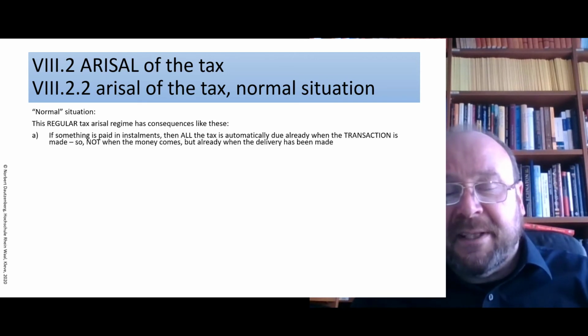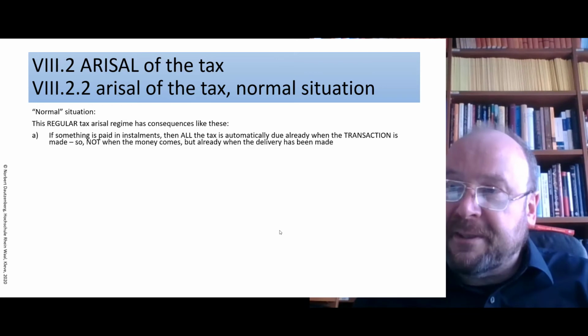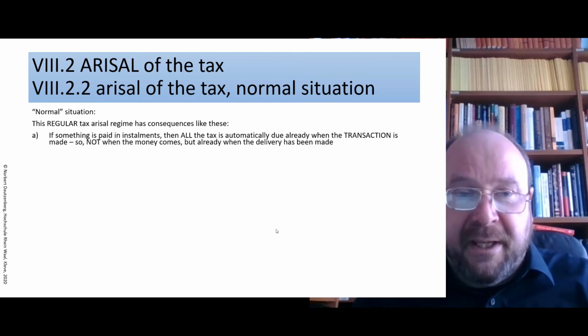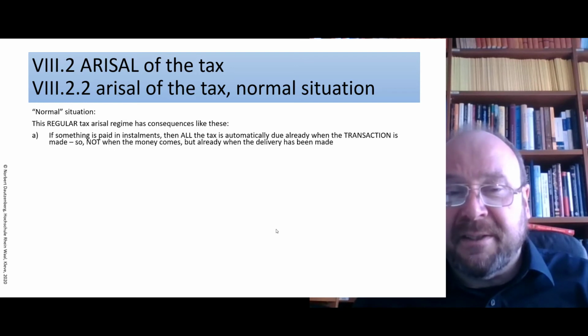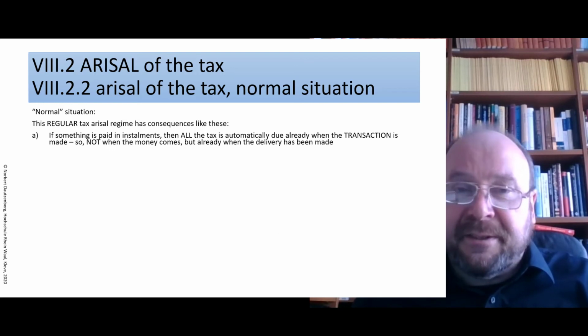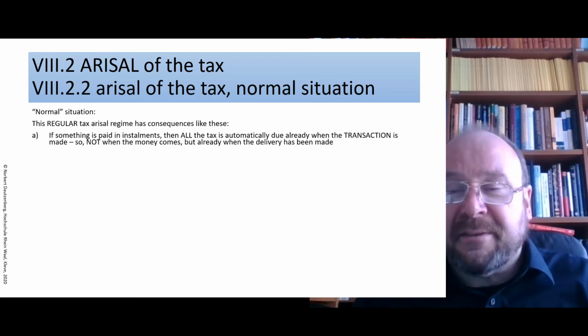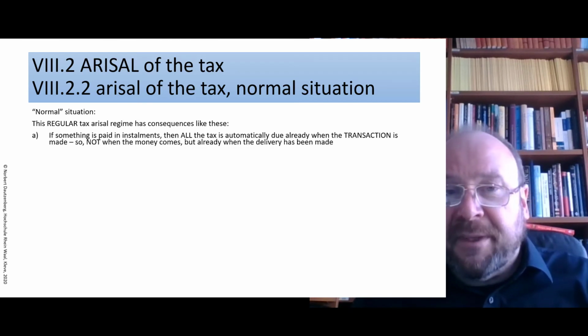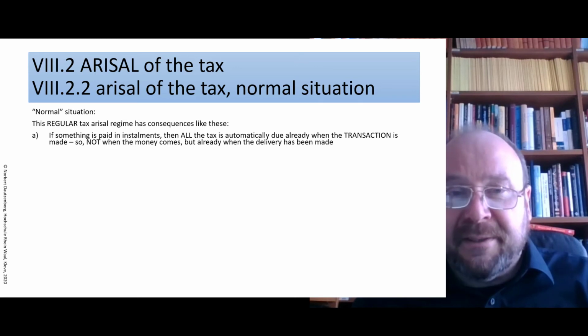This regular tax regime has consequences. If something is not directly paid, but paid in installments, then the tax arises when the transaction is made and not when the money comes. So it is sufficient that you completed your service or delivery. Nobody allows you to wait with the tax till the money comes.